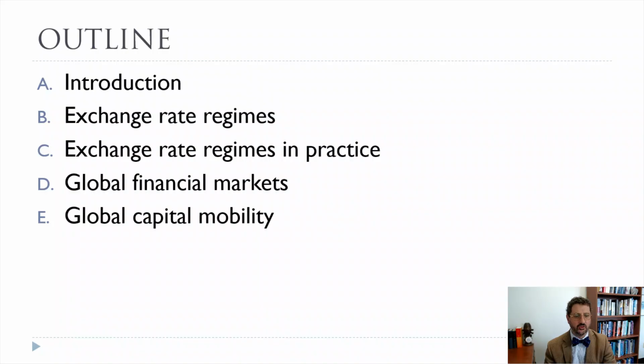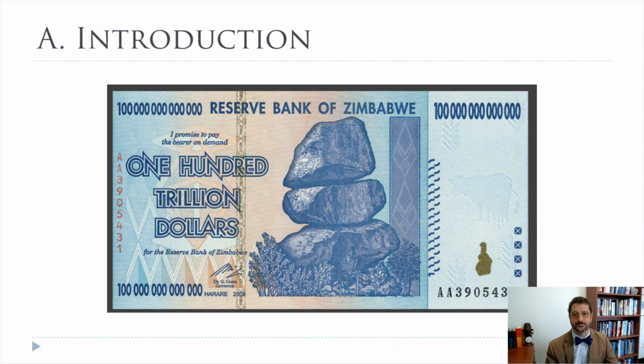Then we'll look at global financial markets, which are very important, because you have global capital that can move from country to country. That can be very beneficial for countries, that can attract foreign direct investment, help them build factories, help them adopt new technology, but it can also be very painful when that global capital leaves quickly.